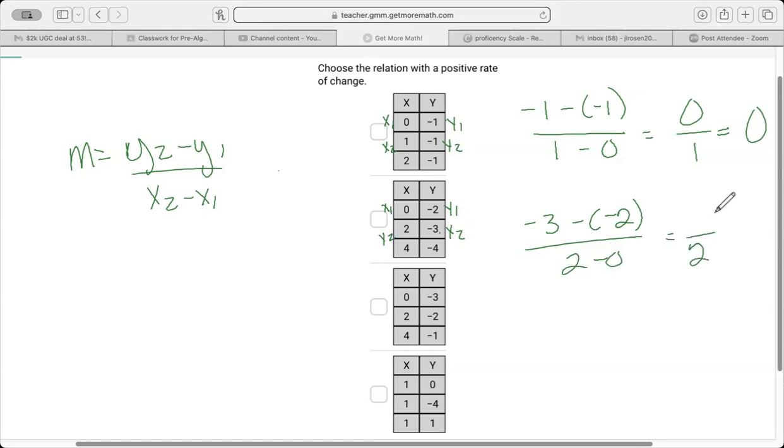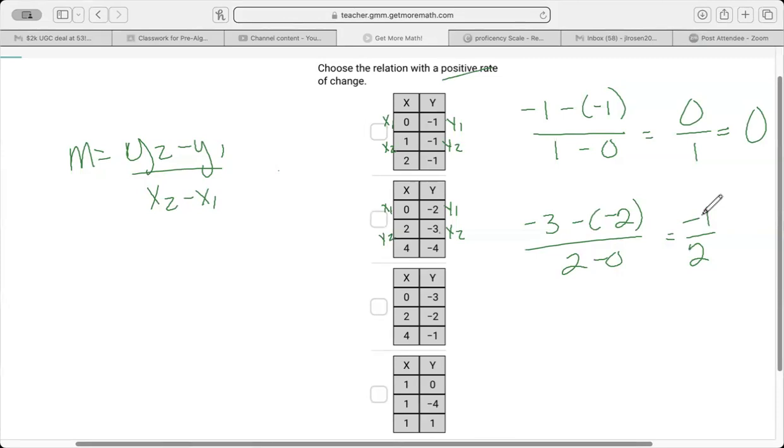And then again, I'm going to put these in my calculator correctly. -3 minus -2 is -1. So my slope there is -1/2. We want a positive rate of change, so this is negative, so that's not it.